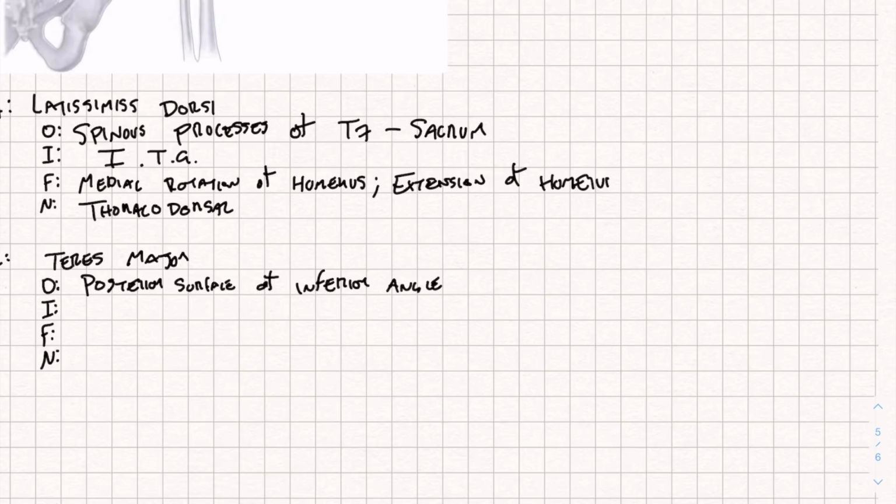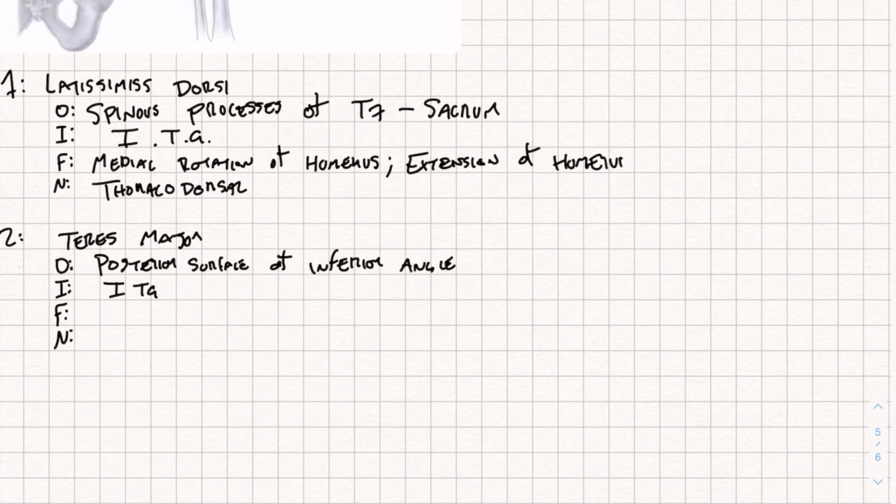Okay, it inserts onto the intertubercular groove because all of these muscles that we are talking about here do. It's on the back. So it's going to assist with extension. And another thing it does, it also medially rotates the humerus or the shoulder. So medial rotation of the humerus or internal rotation, same thing.